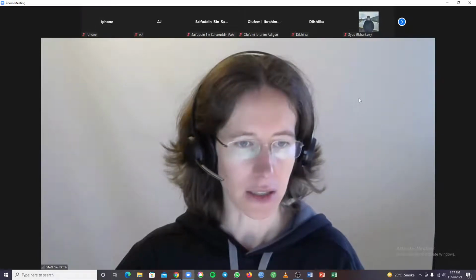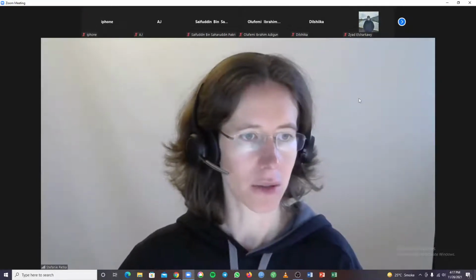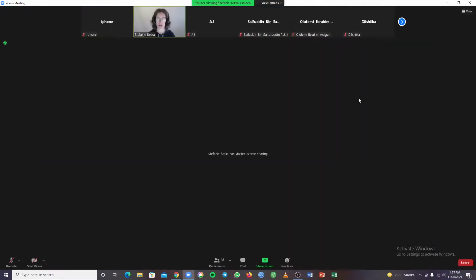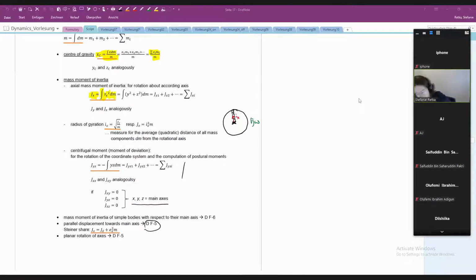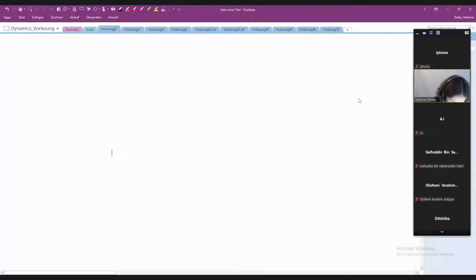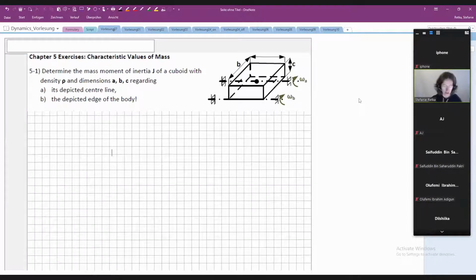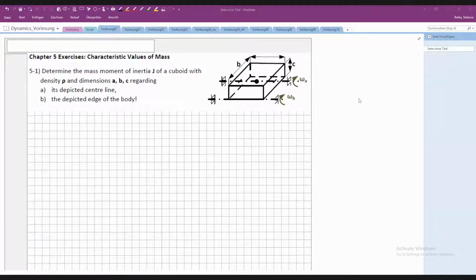Let's have a look at our script. There it is. And so this is where we stopped the discussion on how to compute the mass moment of inertia. And these are our Chapter 5 exercises. Sorry, seems to be a bit slow today. Here it is. And this is our first exercise, exercise 5.1, with which we will start today.